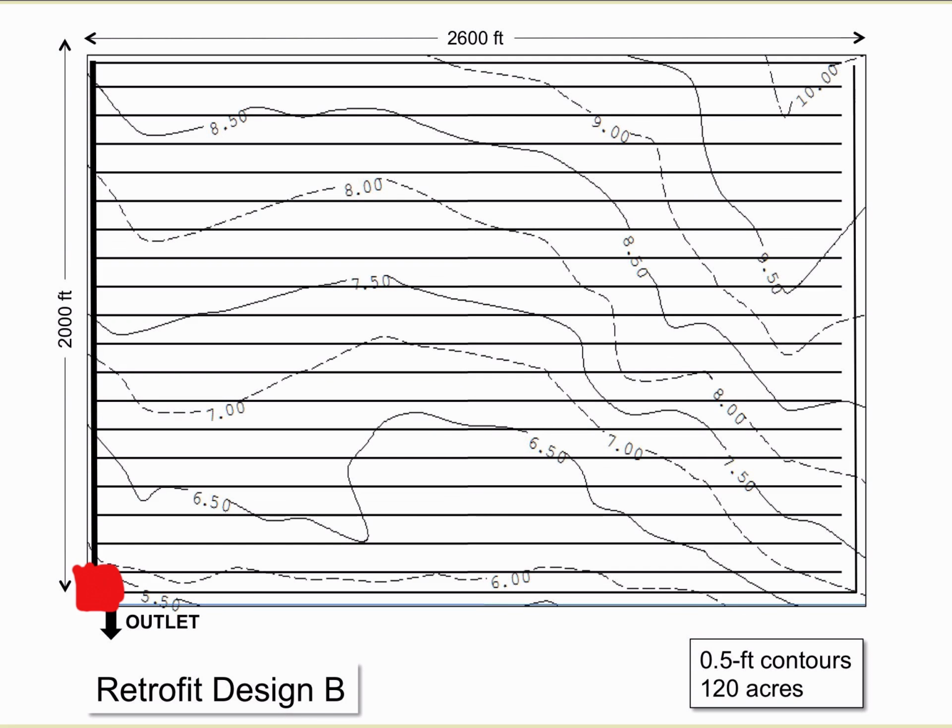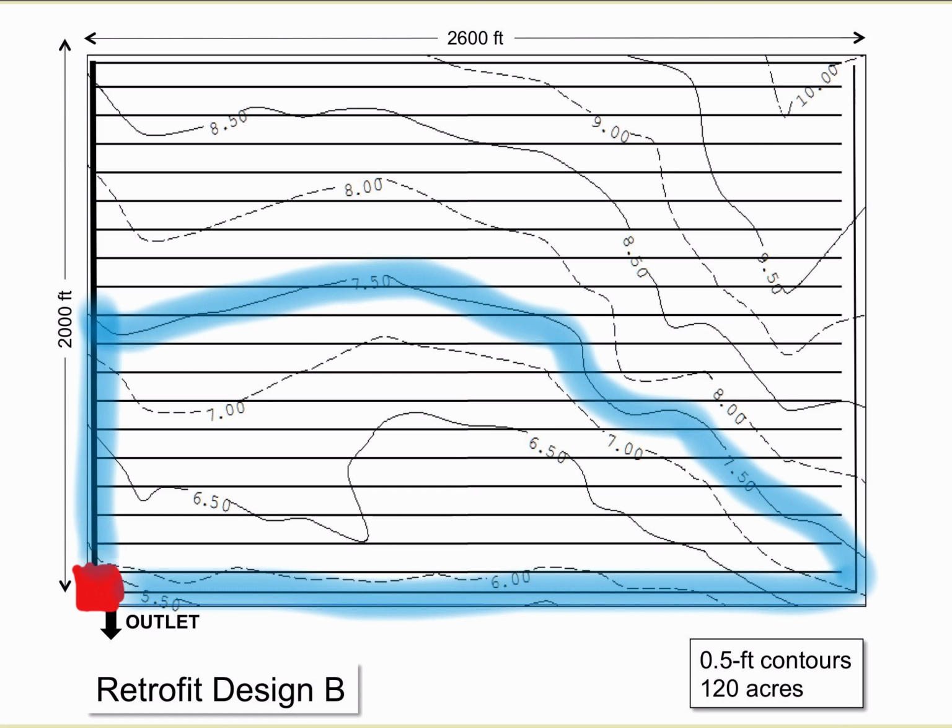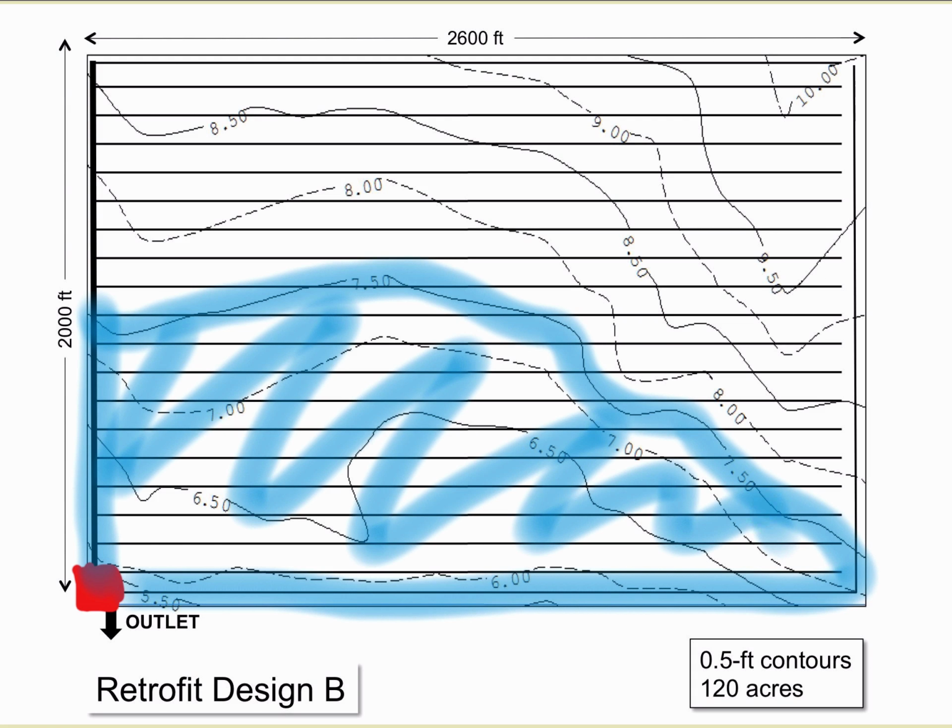So I'm going to shade that in. And that would go from 5.5 feet to 7.5 feet. And that would be this zone right here. All right. And I'm just going to shade that in. There's my first zone. So I would then place my second structure at 7.5 feet, like so.